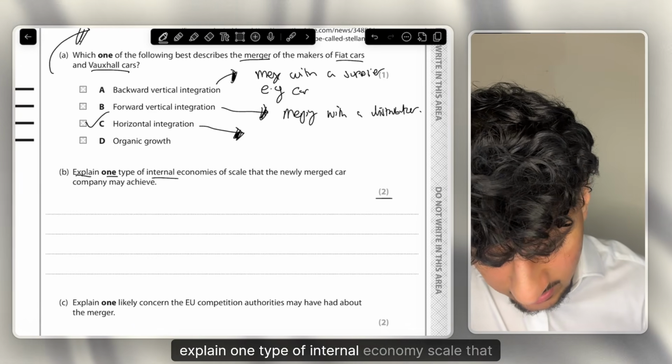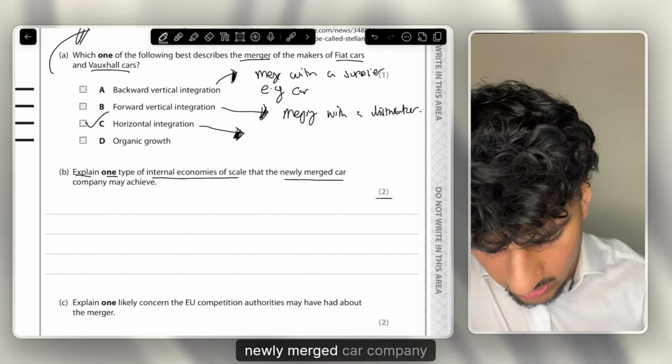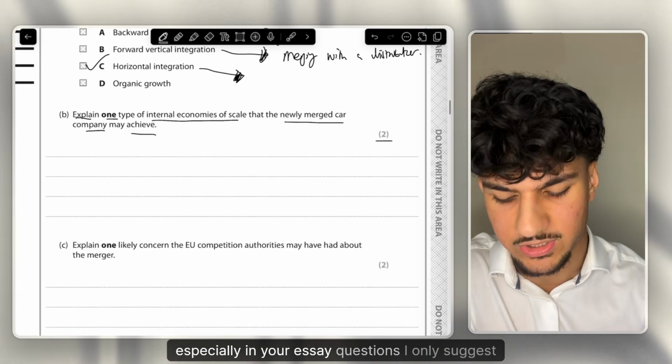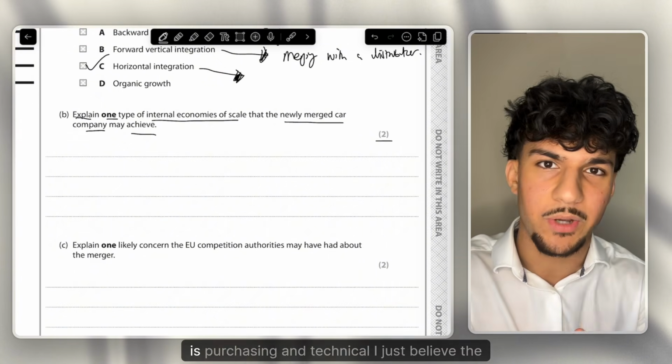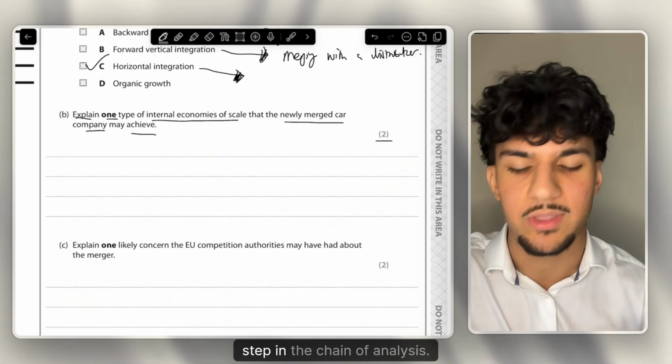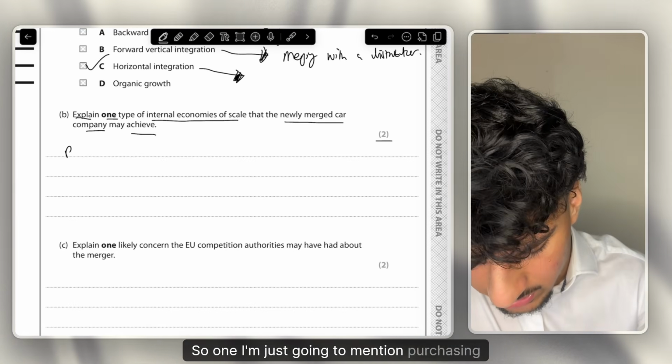Moving on to the next question, it's a 2-mark explain question. Explain one type of internal economy of scale that the newly merged car company may achieve. Now, whenever you talk about internal economies of scale, especially in your essay questions, I always suggest these two, which are purchasing and technical. I just believe they're the easiest to speak about, and you can write the most depth in the chain of analysis. So for one, I'm just going to mention purchasing.